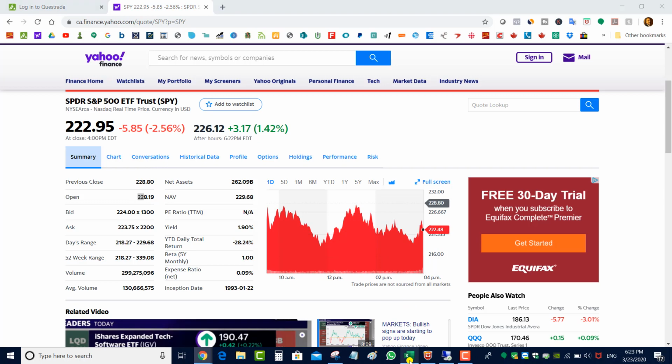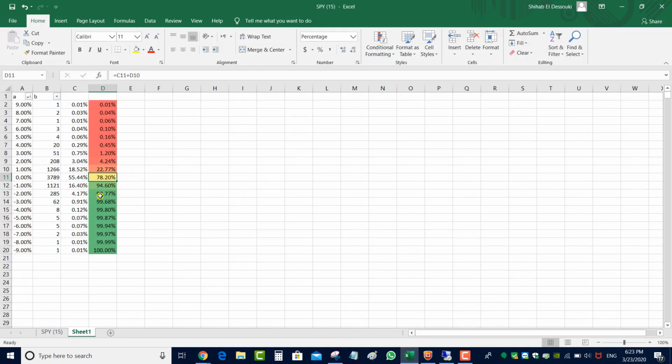Okay. So let's look at the percentages. What if it closes lower? So you could see over here, 3% lower than the open or higher. We've got a 99% chance. So there's a 99% chance that the SPY will close either 3% lower or higher at the end of the day compared to the open.